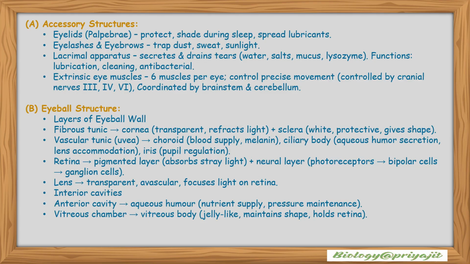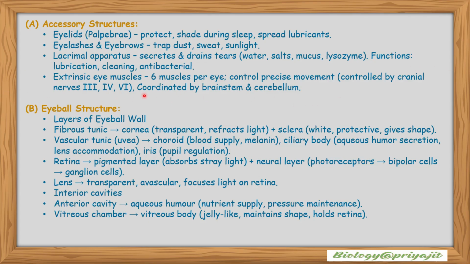Now the accessory structures of the eye. The eyelids, also called palpebrae, protect and shade during sleep. They spread lubricants. Eyelashes and eyebrows trap dust, sweat and sunlight. The lacrimal apparatus secretes and drains tears like water, salts, mucus and lysozyme. Its function is lubrication, cleaning, and antibacterial activity. Extrinsic eye muscles: there are 6 muscles per eye which control precise movement. They are controlled by cranial nerves 3, 4 and 6, and coordinated by the brainstem and cerebellum.